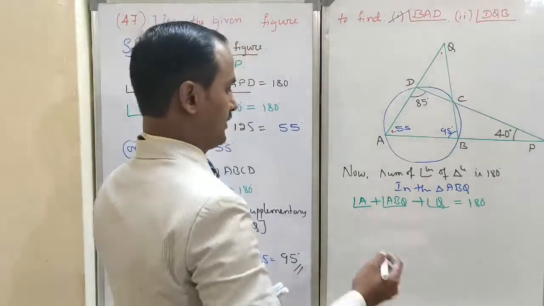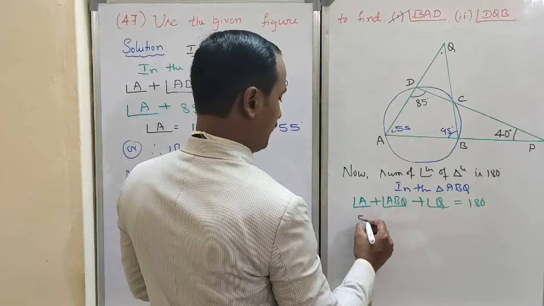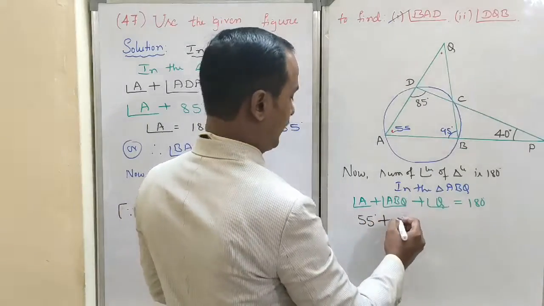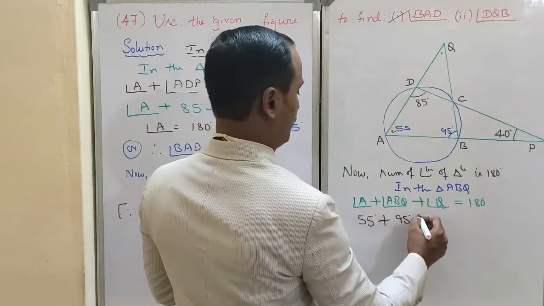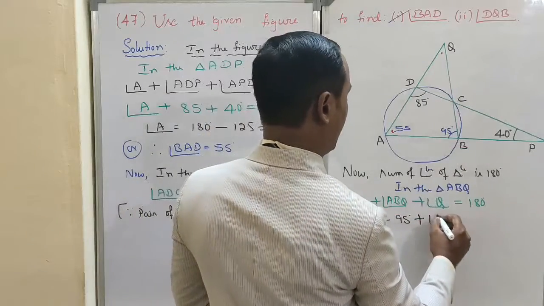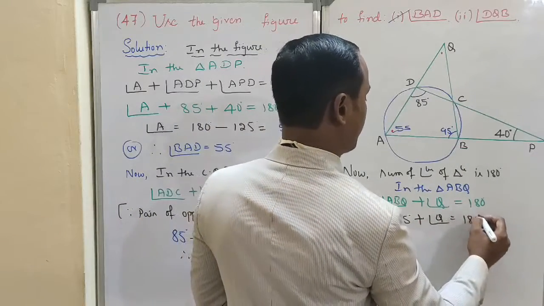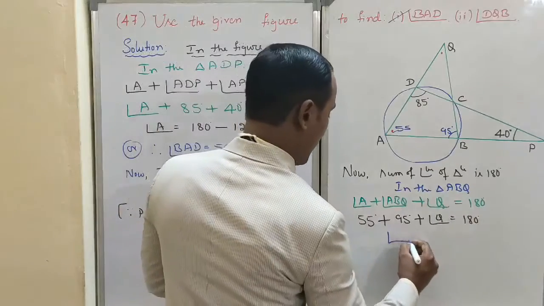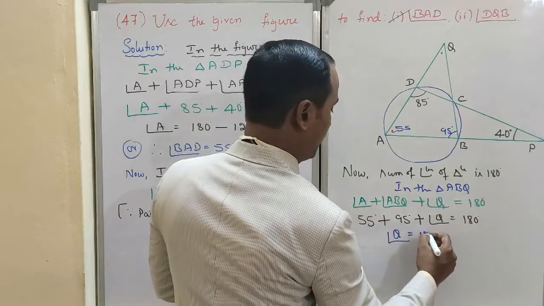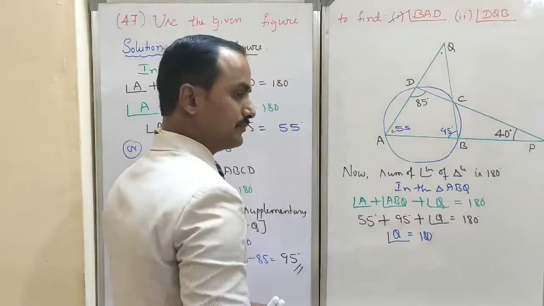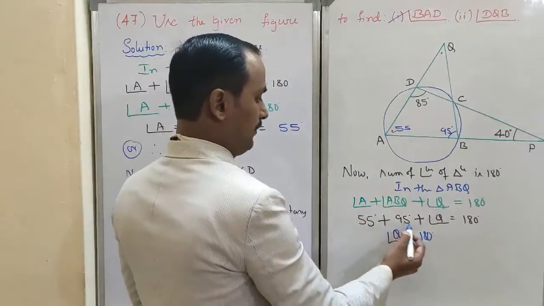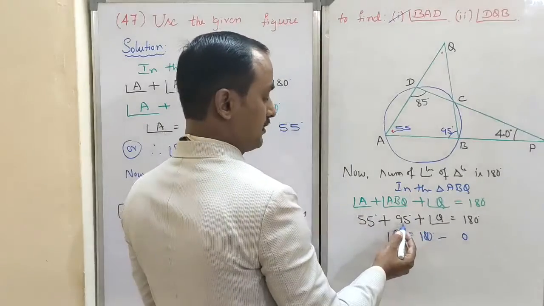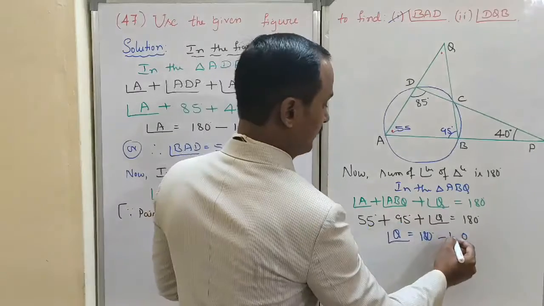Easily, look here. See, angle A is 55 degree plus angle ABQ, this is 95 degree, plus angle Q we don't know, I am finding that one, is equal to 180 degree. Finally dear children, we got the answer. Look here, the angle Q is equal to 180 degree. Sum of these two goes to right side. 5 plus 5, 10, 1 carry. 1 plus 9, 10, 10 plus 5, 15.